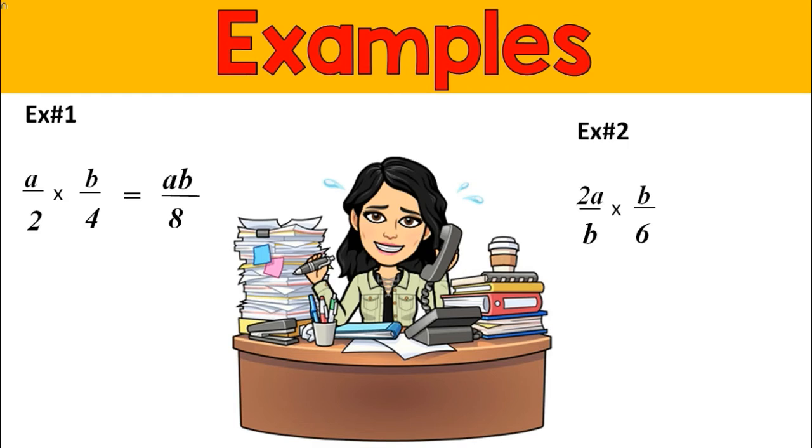In example number 2, we will first follow rule number 2, which is to cancel out the common factors. Now we can see b is common in the denominator of fraction number 1 and the numerator of fraction number 2. So we will first cancel it out, and then we can see 2 in the numerator of fraction number 1 and 6 in the denominator of fraction number 2 also have a common factor of 2. So we will reduce them too, and then follow rule number 1 and multiply the rest.